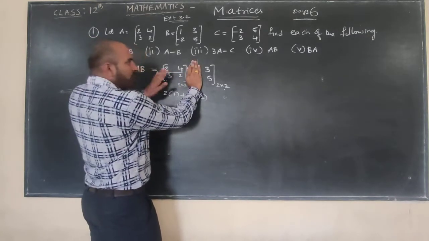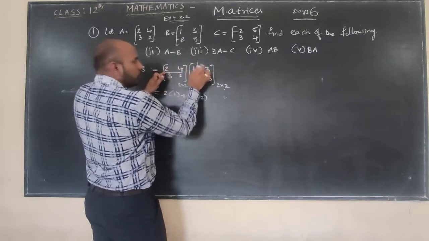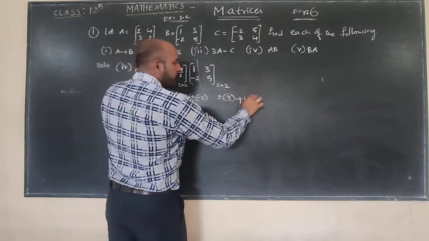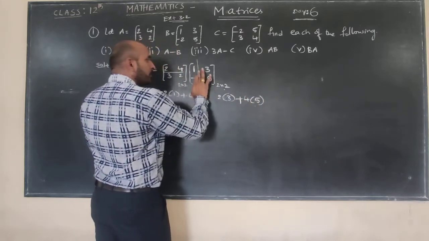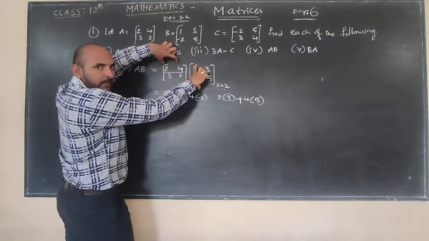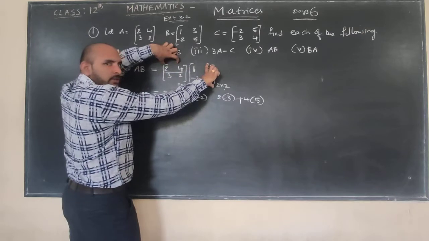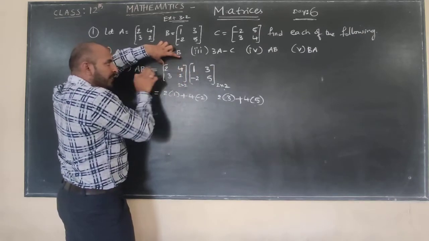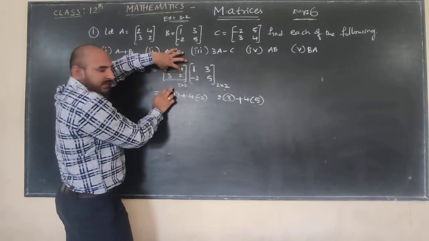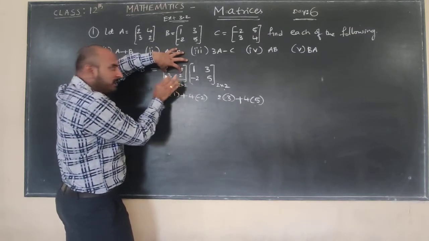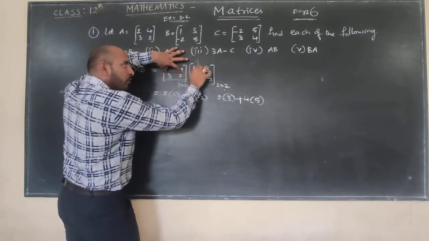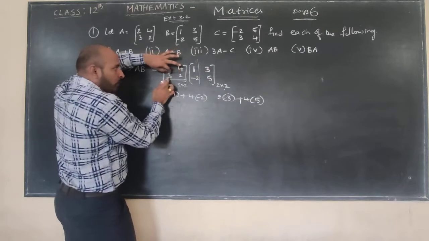Now coming to the first row with the second column. 2 into 3 plus 4 into 5. So first row with first column multiplication is over, and first row with second column is also completed. Now coming to the second row elements. These are the second row elements in the first matrix. These elements are multiplied with the first column elements of the second matrix.